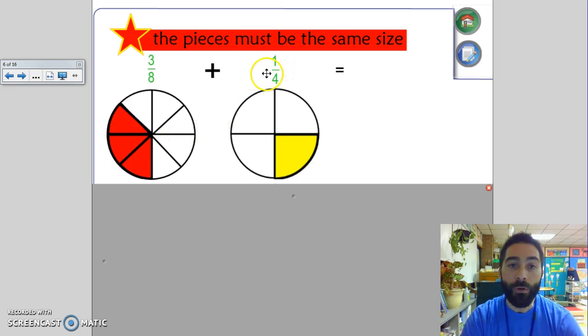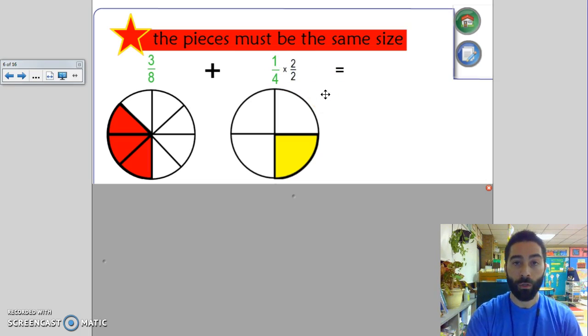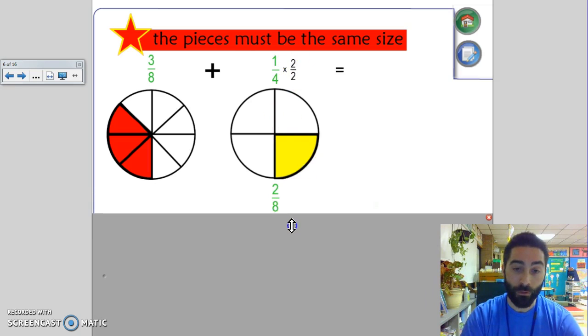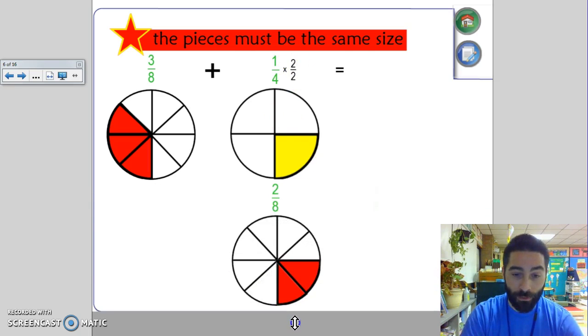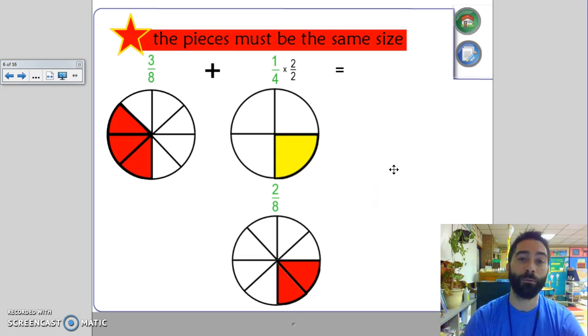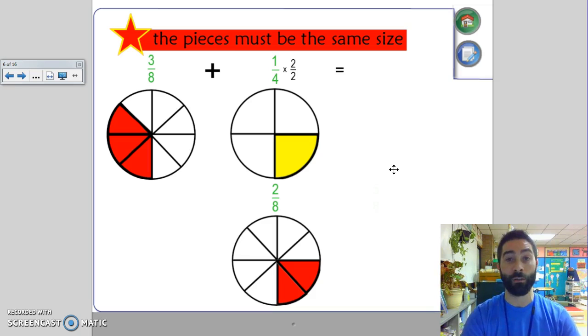So I'm going to multiply 4 times 2 to get to 8. Well, if I'm going to multiply 4 times 2, then I have to multiply it by 2 over 2, because it has to be one whole. So my denominator is 2 and my numerator is 2. If I multiply 1/4 times 2 over 2, I'm going to get a fraction of 2/8. And notice my pieces now change to the exact same size as the 3/8 pieces, because eighths are exactly the same size as each other.